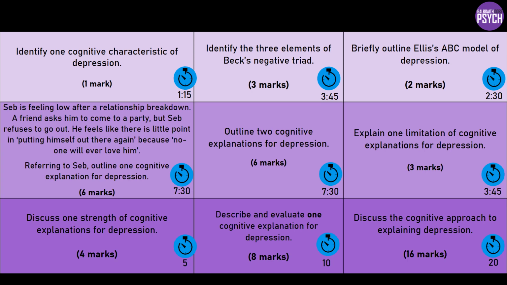Identify, again, a very kind exam question. If you get this, you're going to bank a couple of minutes here because all you need to say for the triad, the three elements, are the negative thoughts about the self, negative thoughts about the world, negative thoughts about the future. Bish bash bosh.